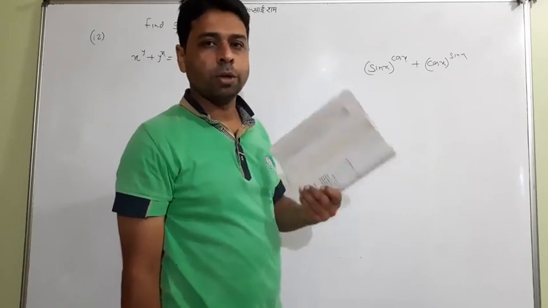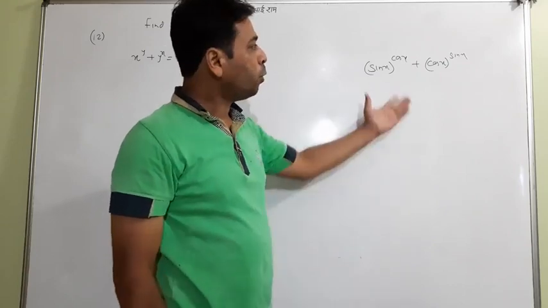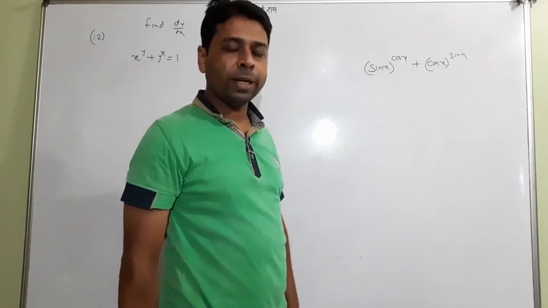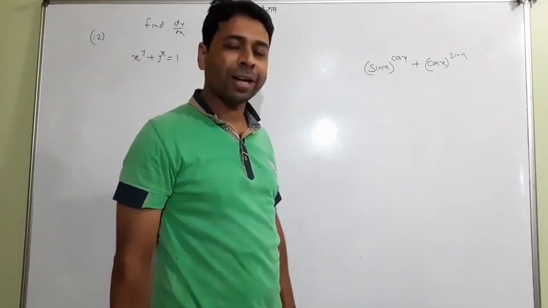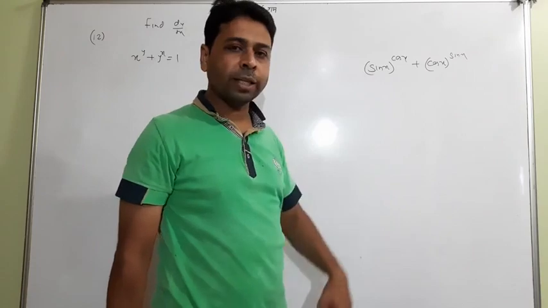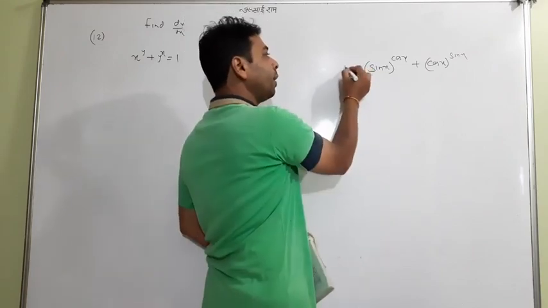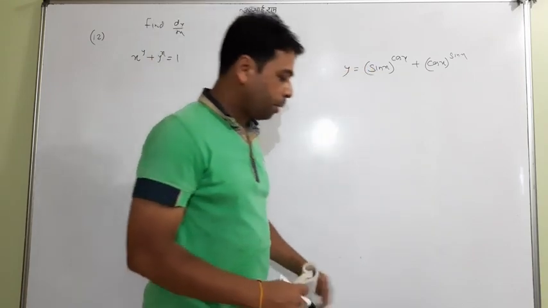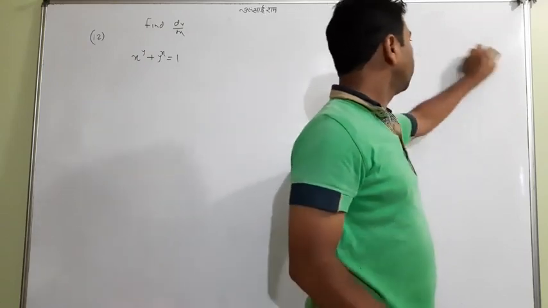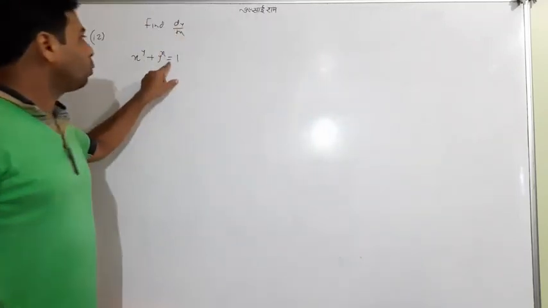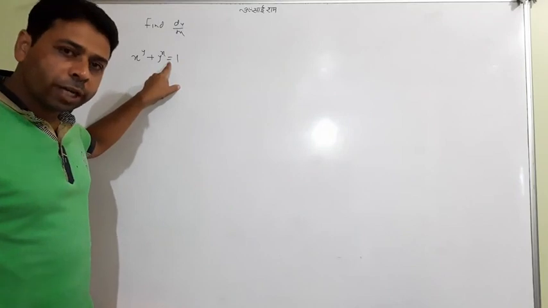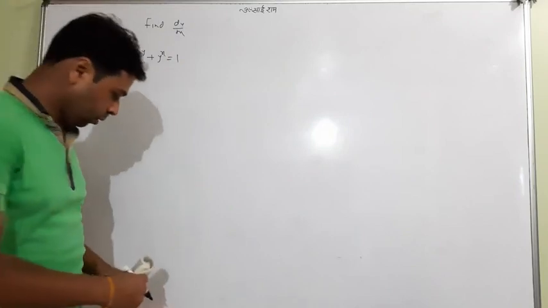Suppose this question comes and you are told to find dy by dx, or differentiate, or derivative. Then there is no equal to sign anywhere, so taking y equal to is your duty. But in this question, student, you already have an equal to sign. So you need not take y equal to. Okay.